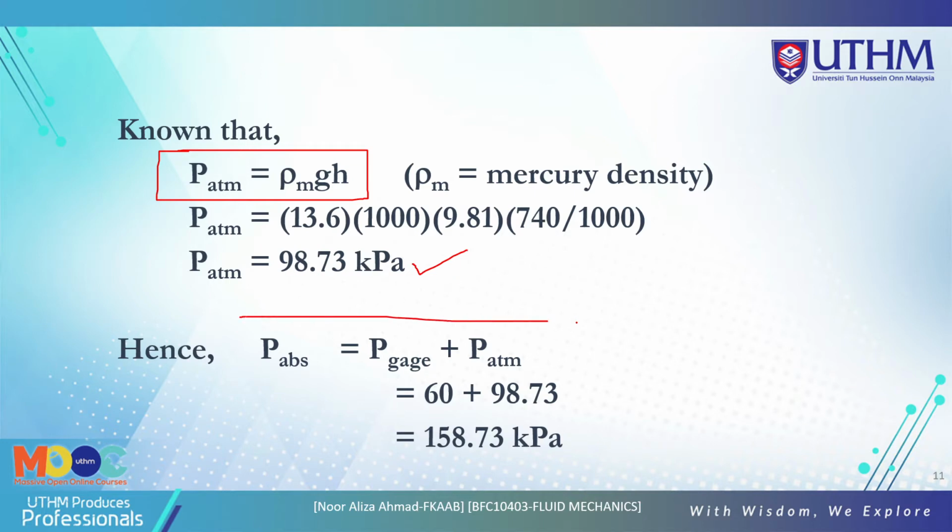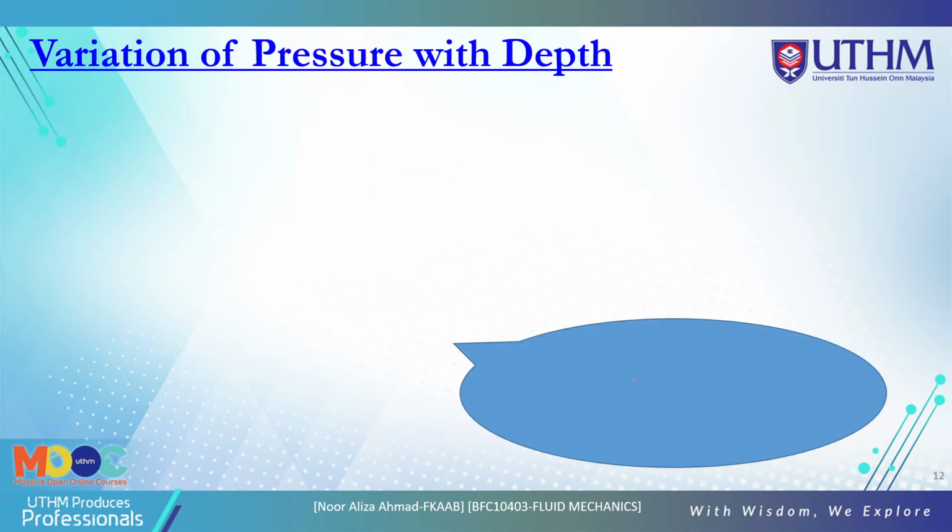Now we use the equation P absolute is equal to P gauge plus P atmosphere. You just put in the values here and we get P absolute is 158.33 kilopascal. This is the value that you get from the equation.